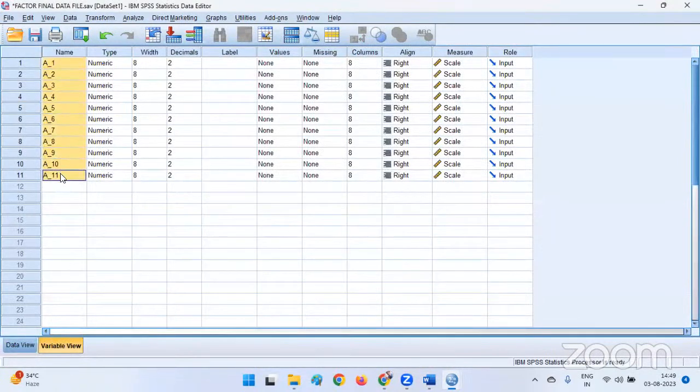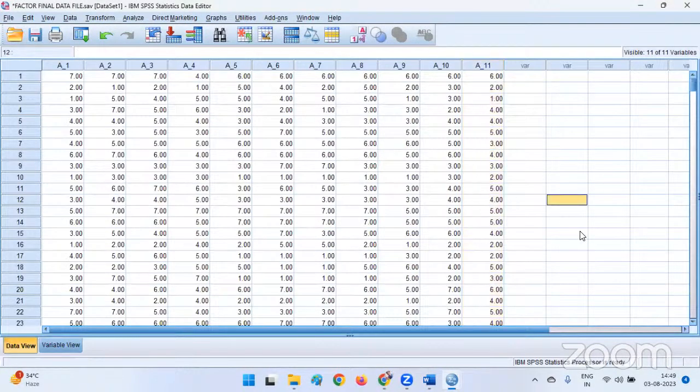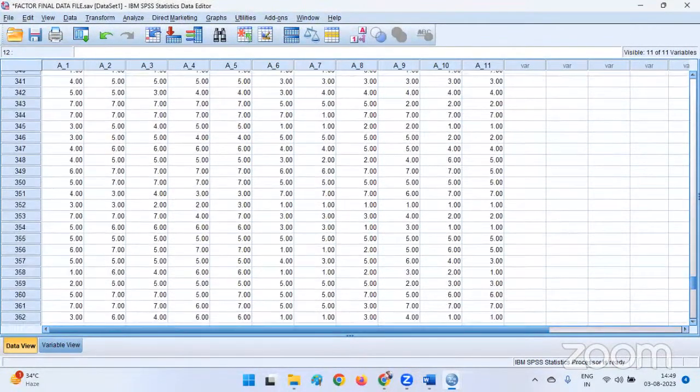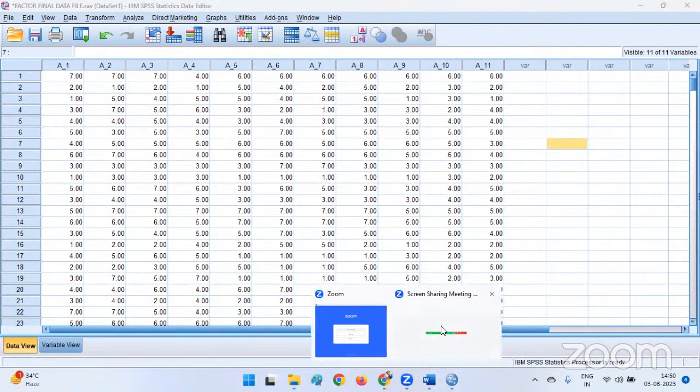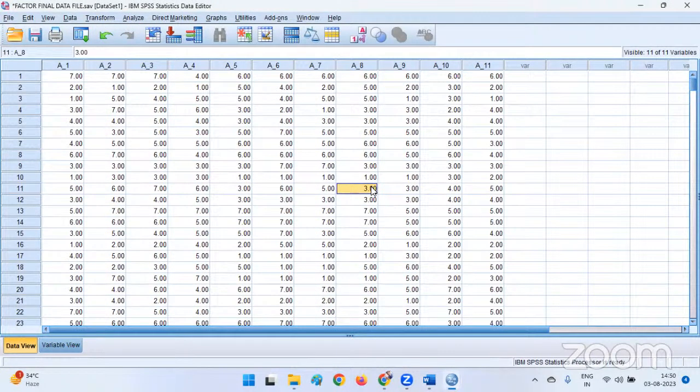This is just coding: A1, A2, A3, A4. After coding, let us see the length of the file. It is 372. Okay, no problem. Now we will apply factor analysis. One more important aspect is that applying factor analysis is the first step of development of a scale. So we can develop a scale if we apply factor analysis.